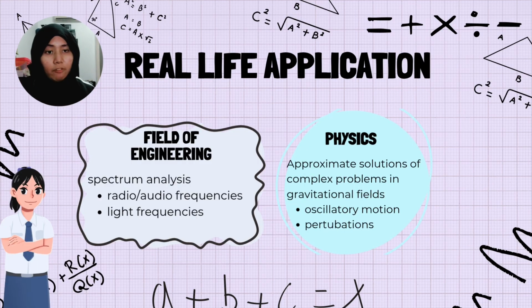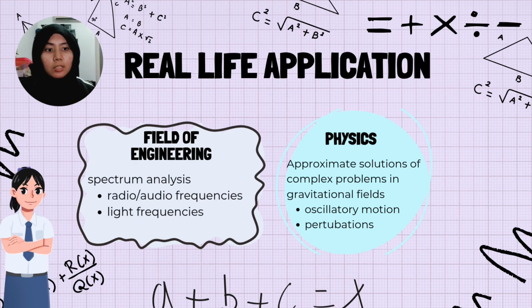Moving on to the real-life application of power series, there are two examples: the field of engineering and physics. In engineering, specifically spectrum analysis, the goal is to receive a wide range of frequencies and pinpoint which one has the loudest volume or the brightest light. For the physics section, power series is used for complex problems such as oscillatory or harmonic motion and perturbations, where we find approximate solutions for them.